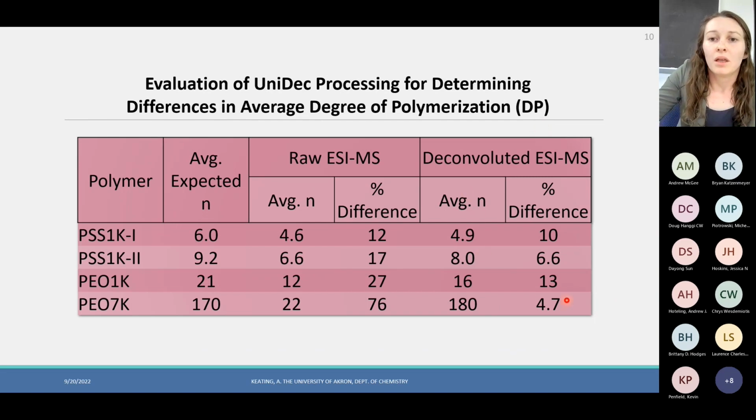If you look at that in terms of the degree of polymerization, or average oligomer count, you can see that for the expected average N value for the 2 different PSS samples, they were expected to differ by about 3 oligomers, and the raw spectrum showed that they only differ by about 2. However, the deconvoluted was a little bit of an estimate, but it did show the greater degree of difference between those 2 polymers. And then again, the largest improvement was shown with the 7K standard, with a percent difference of only about 4.7 when compared to the expected oligomer count.